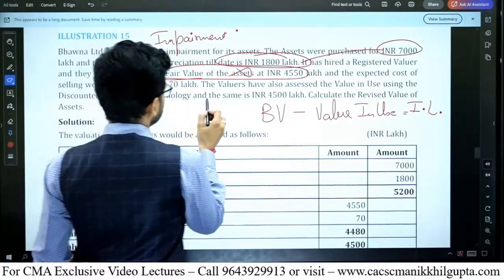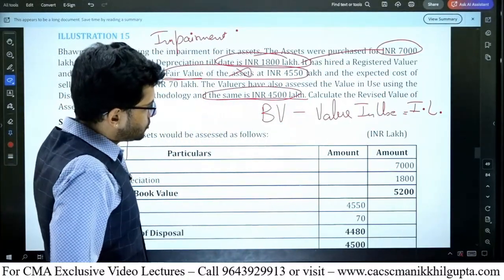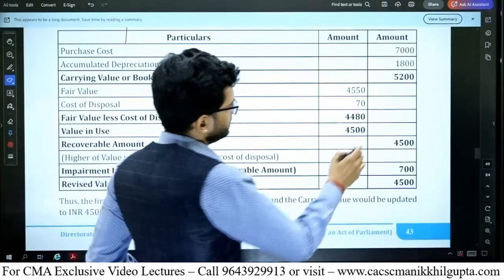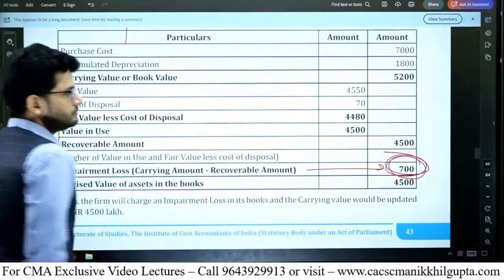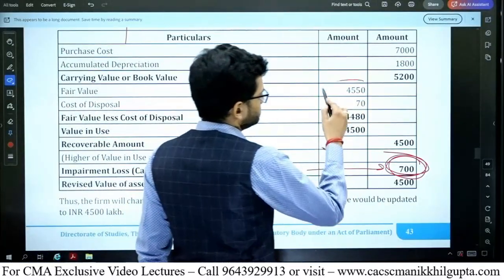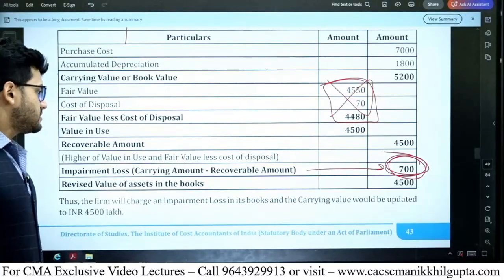Second is the value in use, which means if we use this asset, what income is going to be generated. So the differential of both of them is taken as the impairment loss. 700 is the impairment loss. Okay, and 4480 is irrelevant. This is just information which is given, otherwise it's irrelevant.